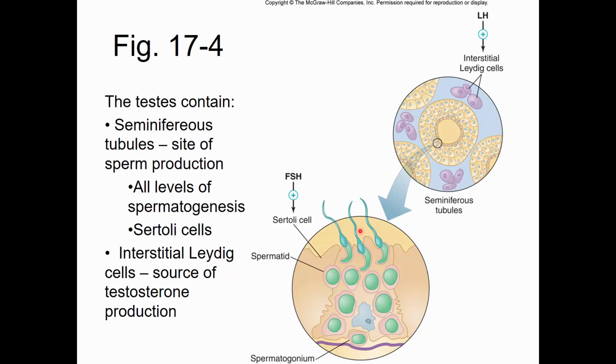Then here are the stem cells for the gametes, and they develop, and as they go towards the lumen, they get more and more mature. Outside of the seminiferous tubules are some cells called Leydig cells. Those are the cells making testosterone. So you see a couple of things.